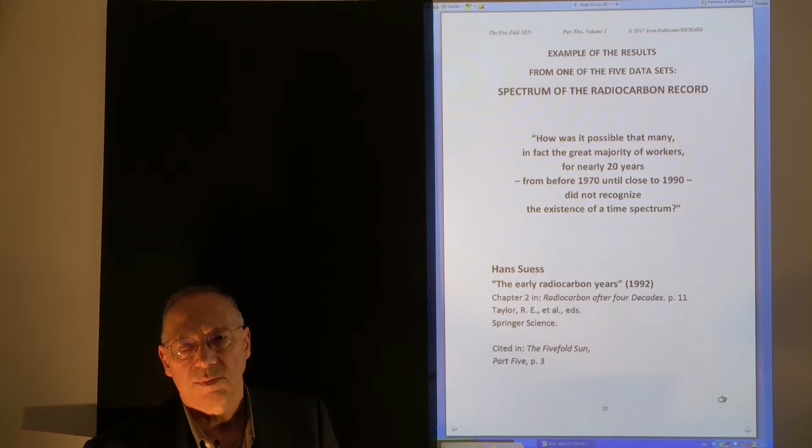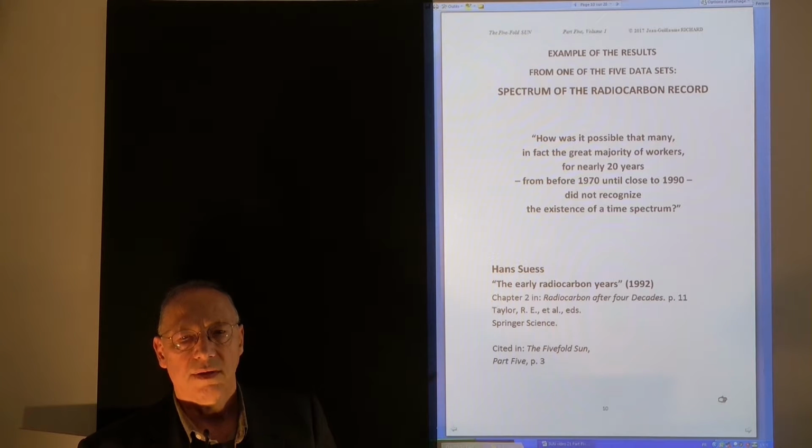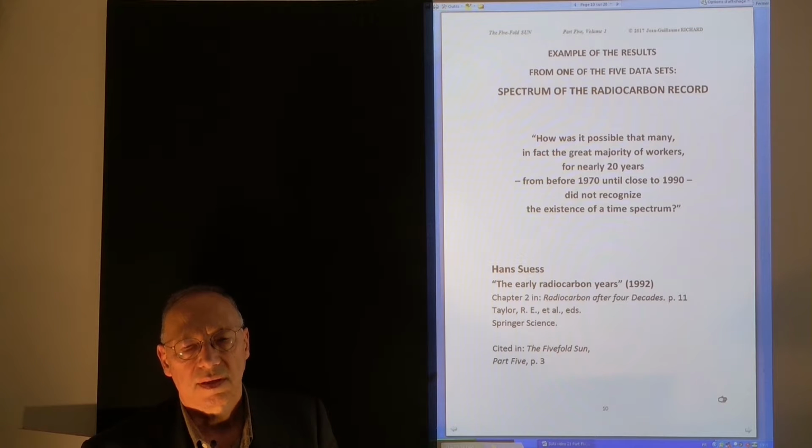This is now one example of the results from one of these 5 category data sets. This will be shown now: the results from the spectrum of the radiocarbon record, after this citation by Hans Suess, one of the fathers of radiocarbon science. You see, he was disappointed that it took about 20 years for science to accept that there was a time spectrum to be detected in the radiocarbon record. So let's see now what this time spectrum tells us about the Sun.